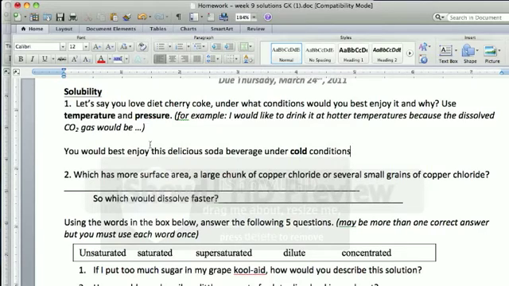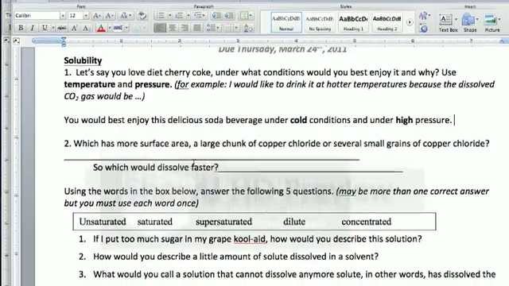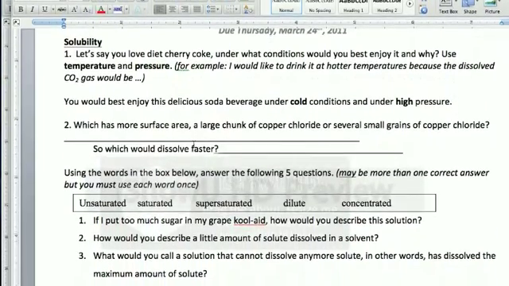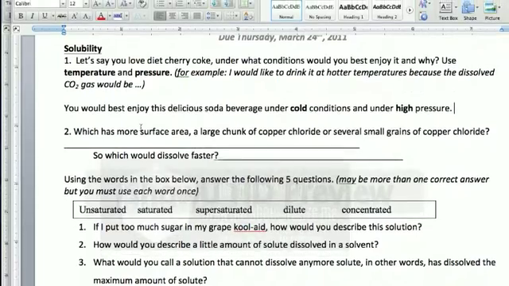Remember in the lab, when you put the test tube into the hot water, all the bubbles came out of it. And under high pressure, because your soda stays freshest before you open it. When you open it, you lower the pressure by releasing all the gas from within.